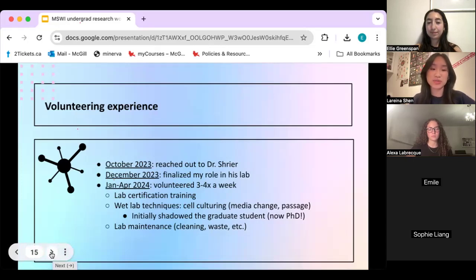And then after that, I learned a lot of wet lab techniques, like cell culturing. Initially, I was just shadowing the PhD student who was working in the lab. So I did a lot of just observing, taking notes. And then after a month or two, he was like, okay, you can take charge and you can start actually doing these yourself. Also, at the same time, I learned about lab maintenance, so how to clean, the different types of waste, et cetera, et cetera.